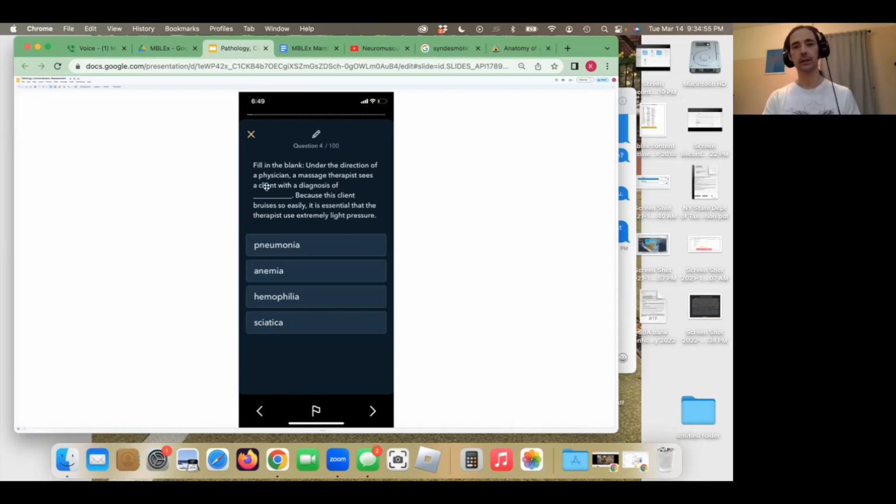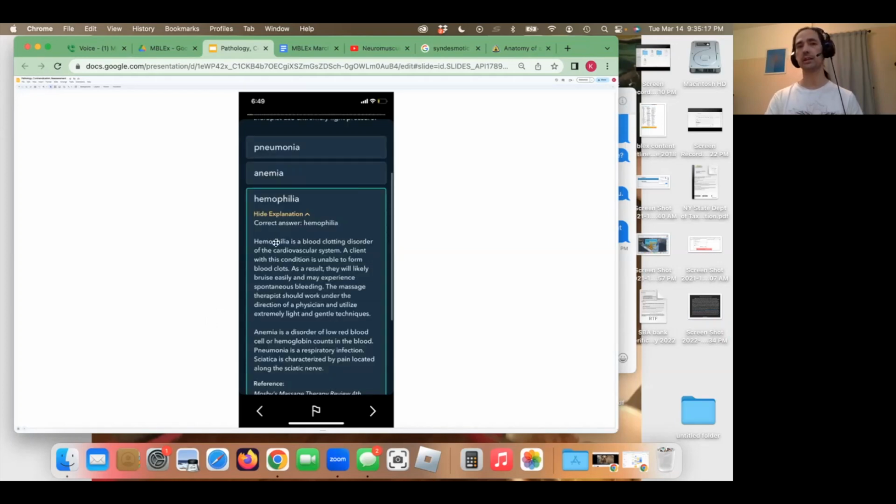Fill in the blank. Under the direction of a physician, a massage therapist sees a client with a diagnosis of what? Because this client bruises so easily, it is essential that the therapist uses extremely light pressure. Which one of these bruises easily? Pneumonia, anemia, hemophilia, or sciatica? Hemophilia, I believe. And the answer they give is hemophilia. Yeah, blood clotting disorder. Anemia is low red blood cell or low hemoglobin.